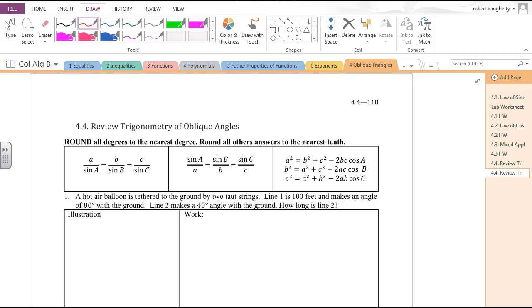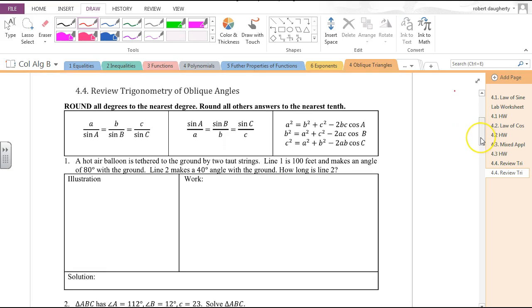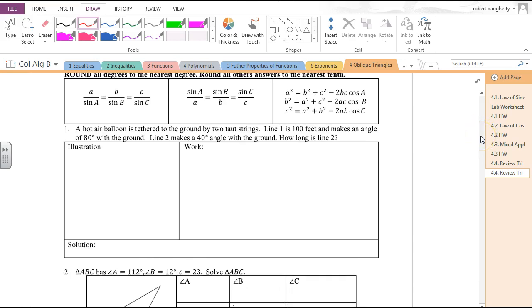Okay, 4.4, this is our review for quiz number 5, the halfway quiz for semester 2 college algebra. We've got two main topics here, law of sines and law of cosines. You've got to know the formulas, know when to use which one, and know how to draw them.